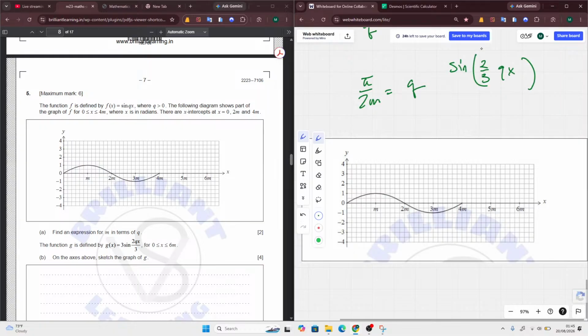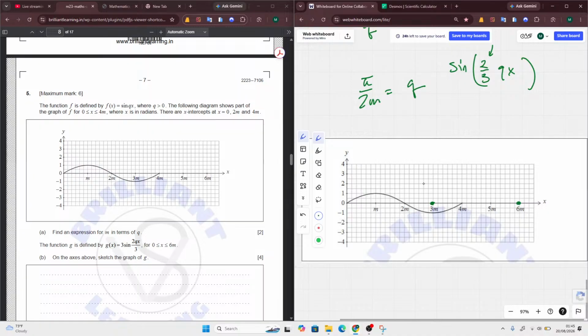So we're adding in an extra transformation, multiplying by 2/3. But again, because it's an x transformation, it does the opposite. So we're multiplying by 3 over 2, which means this point that's currently 2m is going to become 3m. This point that's currently 4m is going to become 6m.